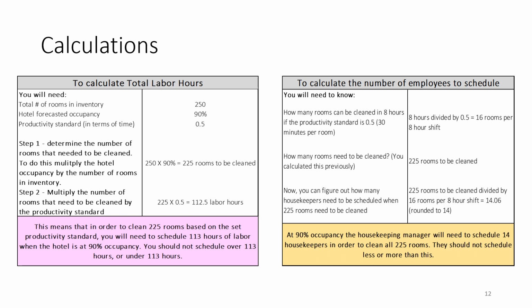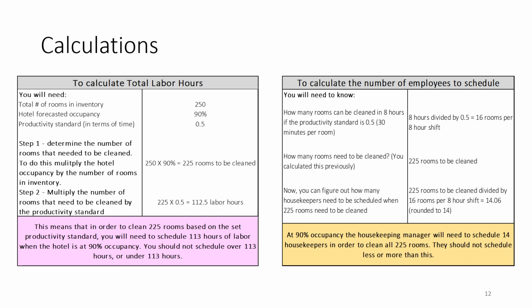The first step is to determine the number of rooms that need to be cleaned. To do this, multiply the hotel occupancy by the number of rooms in the inventory. So there's 250 rooms total in the hotel. 90% of them are occupied. So 250 times 90% means that there are 225 rooms that need to be cleaned.